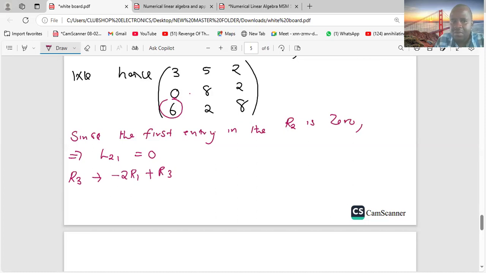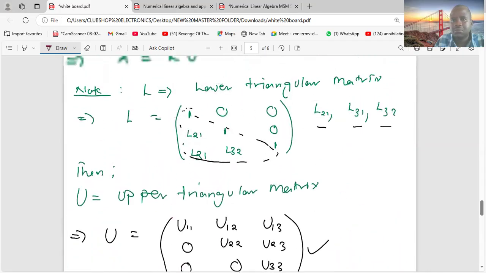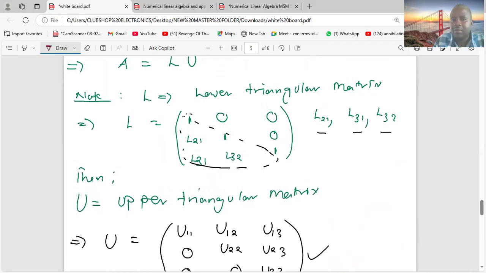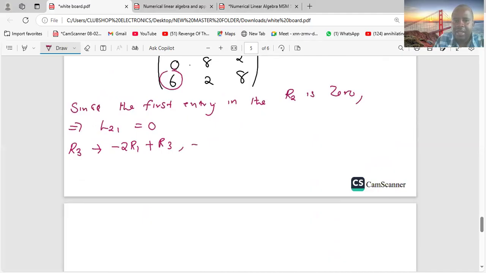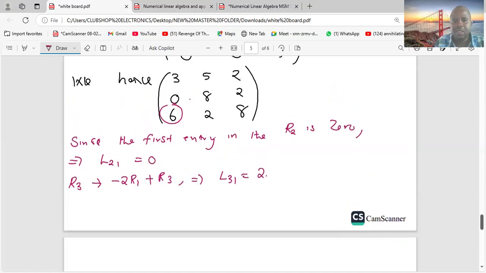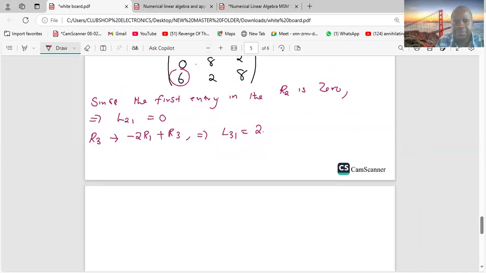Now, because I've multiplied this row 1 by negative 2, and this is on what? L31. Here, L31, okay? Straight away we can say this implies that L31 will be equal to, instead of negative 2, the one that we have used, we'll just maintain 2. Okay, then we continue. So we'll rewrite the matrix.